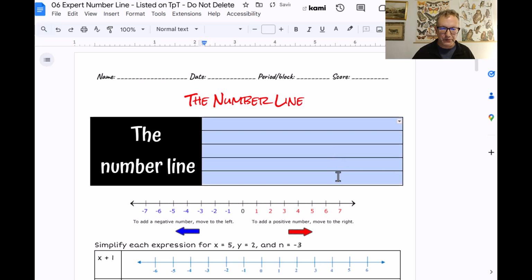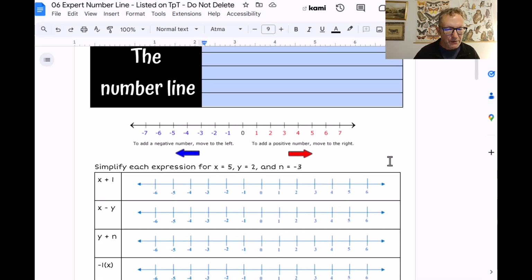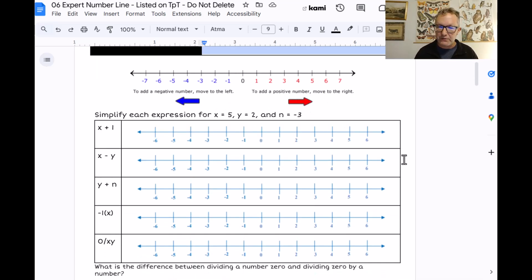Start off with the graphic organizer. The information that we'll put in here comes off from our slide deck, or you can look at the answer key in a minute and make your own slide deck, but it's totally up to you. What we do different with this expert level one is we give students an expression, then we give students values for variables, and they've got to plug the variable value in and solve.